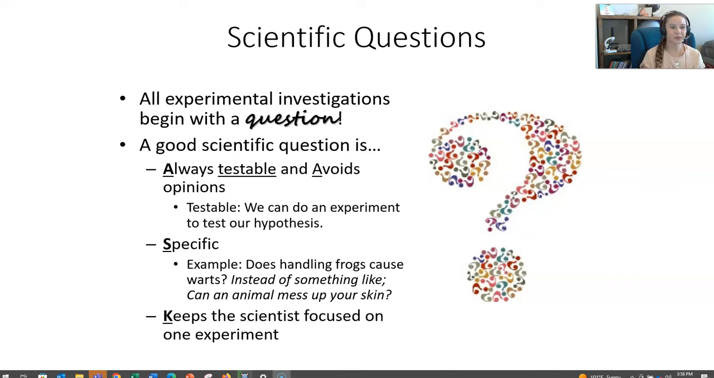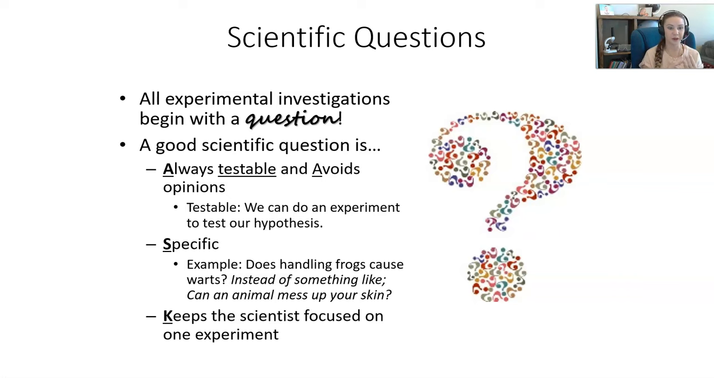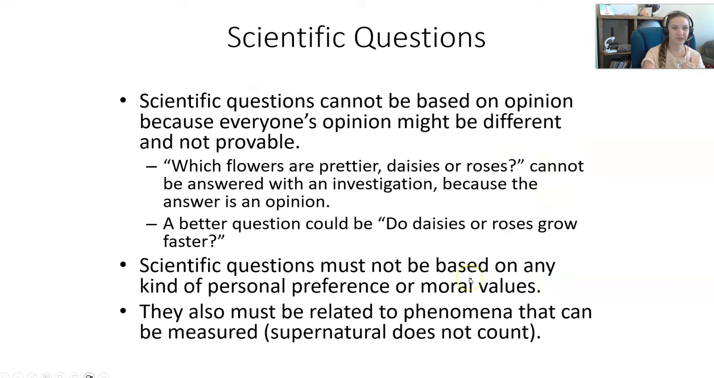So we always must have it be testable, be specific, and it has to keep the scientists focused on one experiment. Frogs and warts. We don't want to be testing frogs and warts plus maybe ducks and geese and horses and mice. Too many things. We've got to be focused on one experiment, okay?